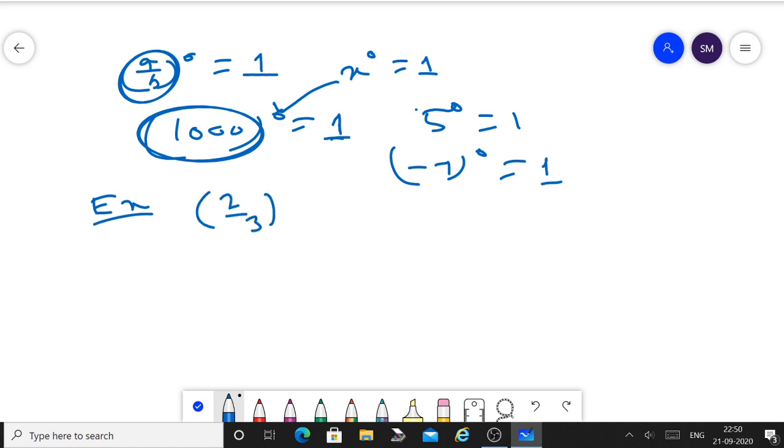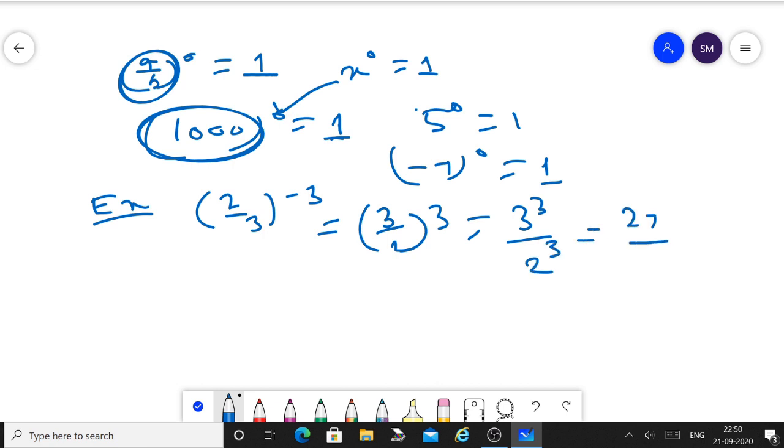2 upon 3 to the power minus 3. Here the exponent is negative. What can we do? At first, make the exponent positive. How can you make the exponent positive? Take the reciprocal of the base, 3 upon 2 to the power 3. Then this is 3 to the power 3 upon 2 to the power 3. What is 3 to the power 3? 27 upon 8. Okay?